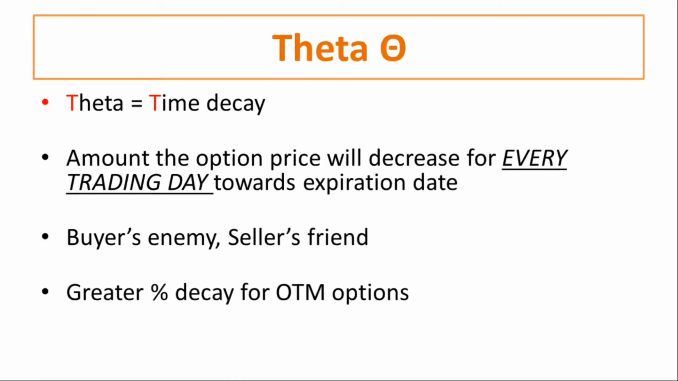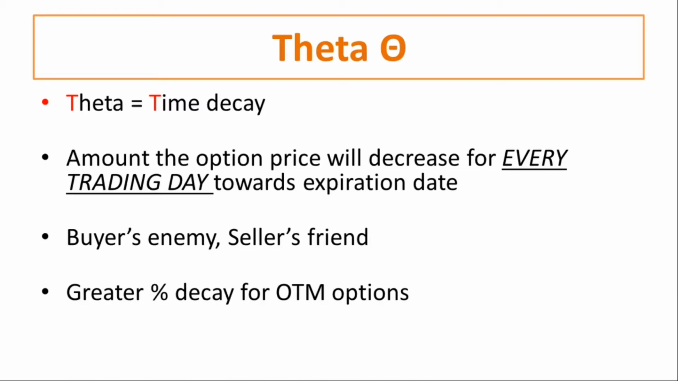The third Greek we'll talk about is theta. Along with delta, this is the most important of the two Greeks. Theta is time decay. So a way to remember it, theta starts with T for time decay. Theta represents the amount the option price will decrease for every trading day as it goes towards the expiration date. Because of this, the value is always negative, and it's the buyer's enemy and seller's friend.